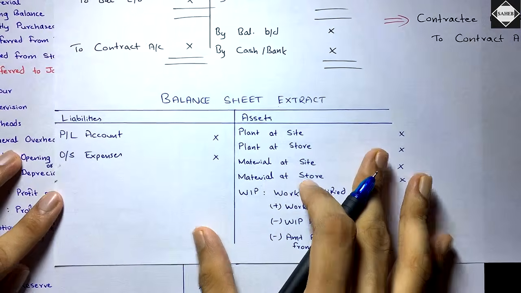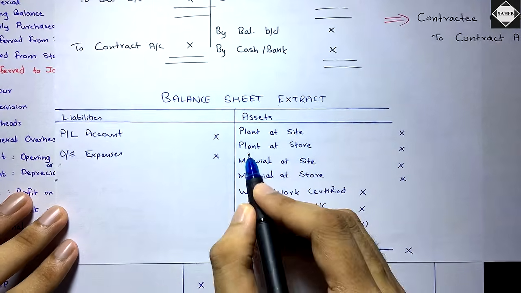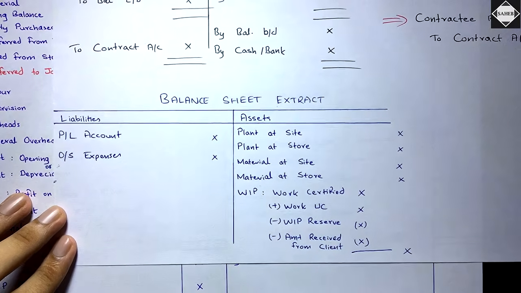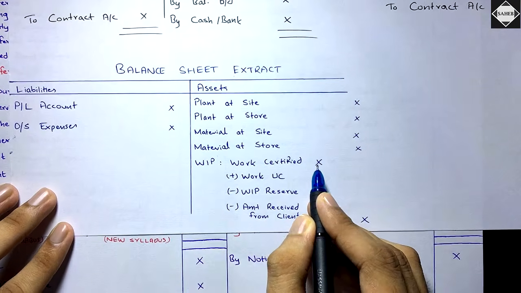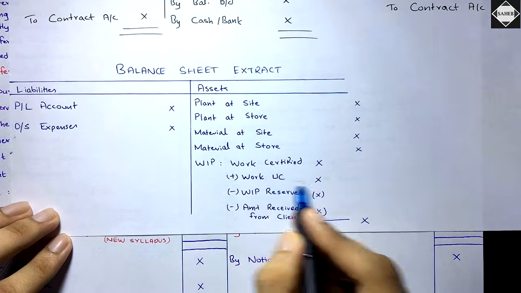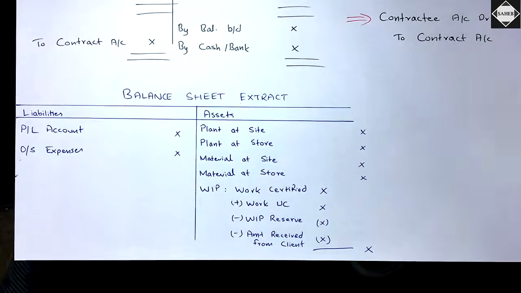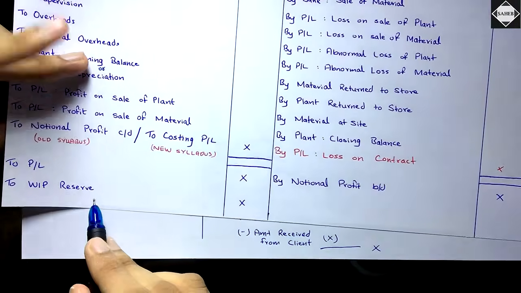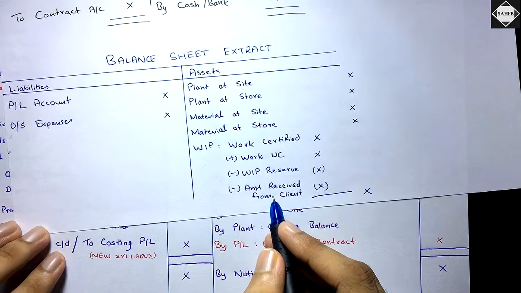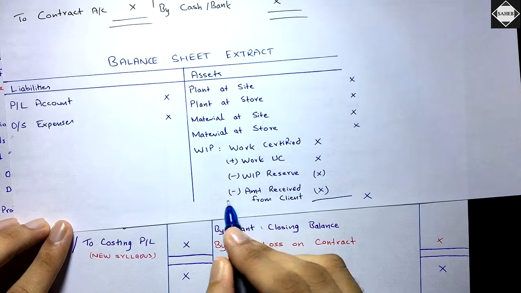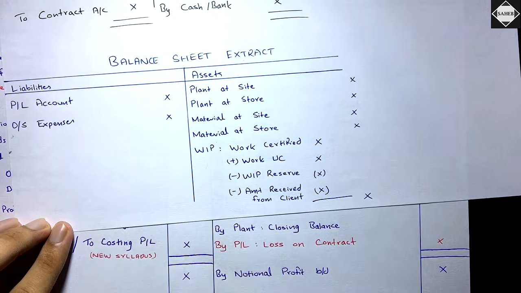Fine. So see, what you have to do over here is take all the closing balances: plant at site, plant at store, material at site, material at store. Yeah, and then here WIP also you have to show the closing balance. Work certified, what was the work certified you have to take, and then what is the work uncertified, you have to add it up. And then WIP reserve, this reserve you have to subtract. Yeah, and then the amount that you have received from the client, the cash that you have received, that also you have to subtract. Okay, so this is the total work that you have done, work in progress. Is that clear? So that's how you will do that.